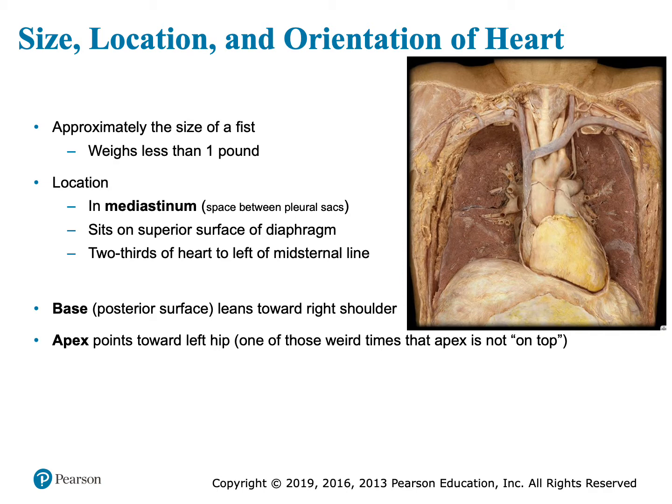So you've got a left and right pleural sac. It's sitting in the mediastinum. And then it has its own sac too, the pericardial sac. You've already learned about that in AMP1. This is a weirdo. The base is actually at the top and it points towards your right shoulder. And then it comes down to a point at an apex, pointing down towards your left hip.